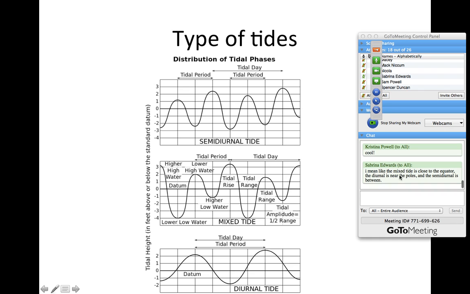All right. The mixed tide is close to the equator. The diurnal is near the poles, and the semi-diurnal in between. Okay.